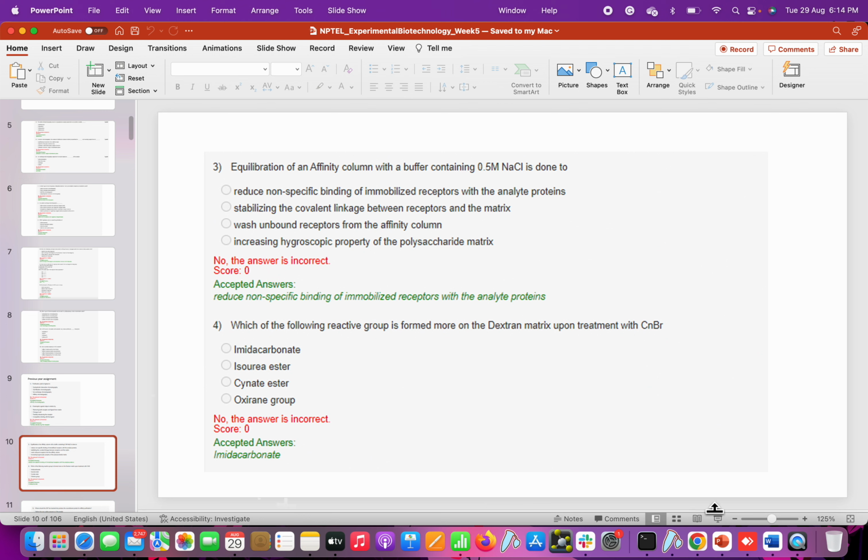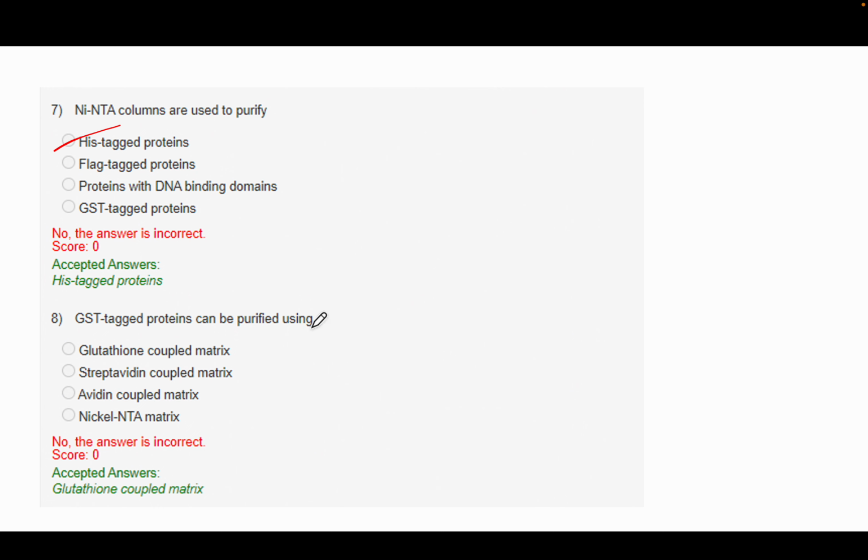Ni-NTA columns are used to purify His-tag proteins, because Ni-NTA has affinity towards the histidine aromatic chain, the imidazole chain. So GST-tagged proteins can be purified using a glutathione-coupled matrix. Which of the following strategies is not used for elution in affinity chromatography?